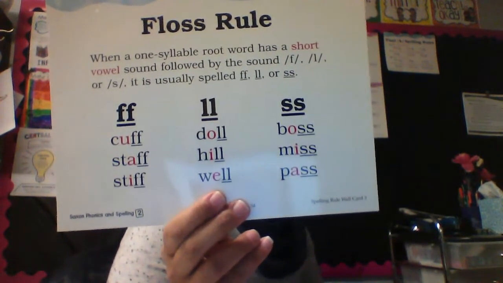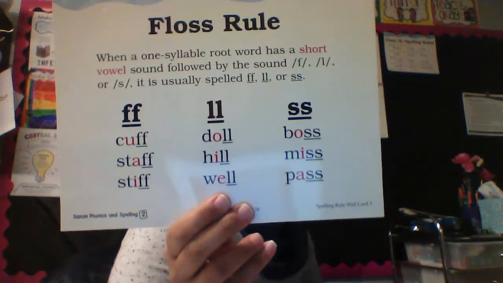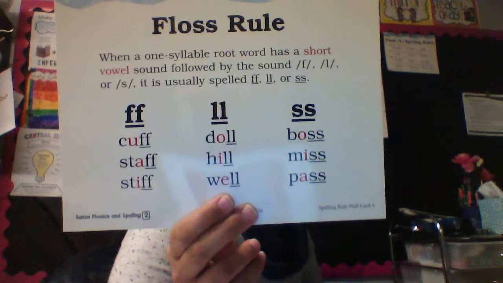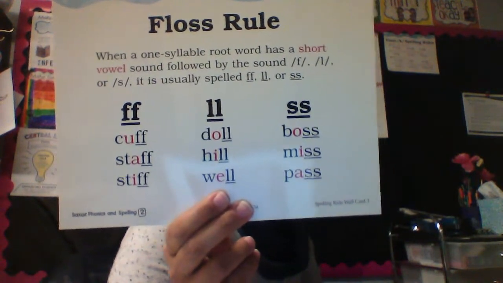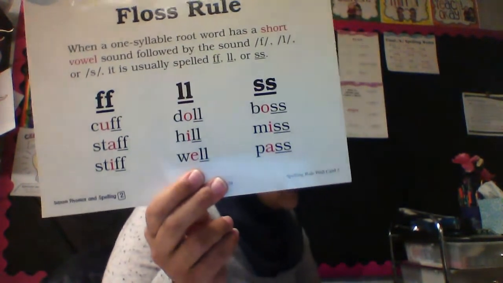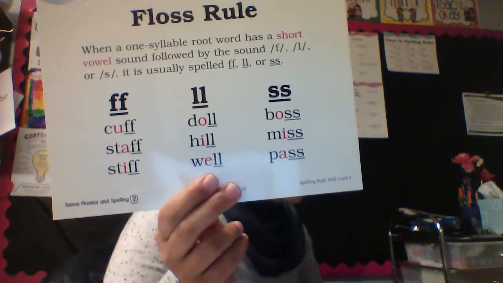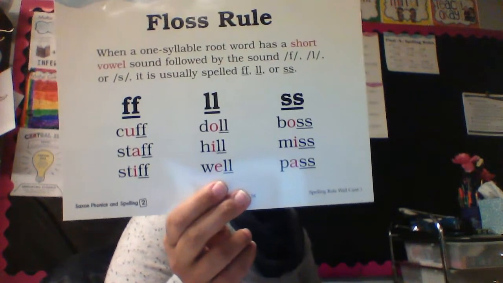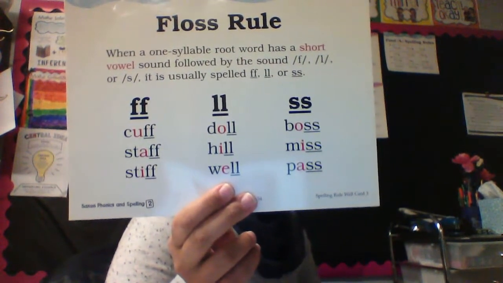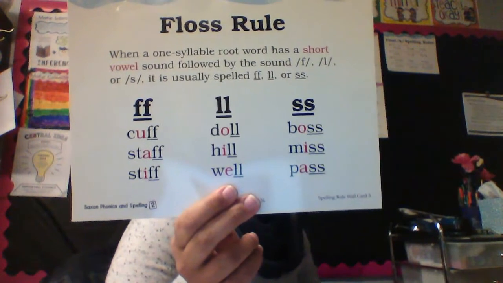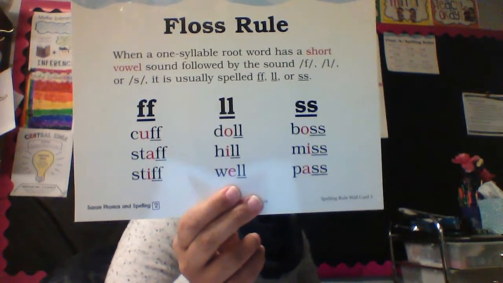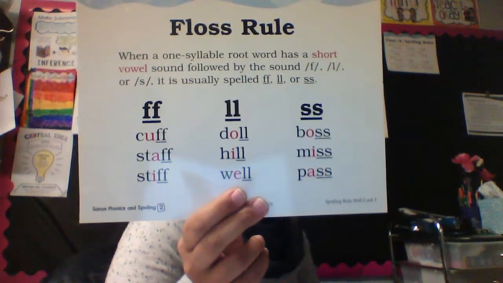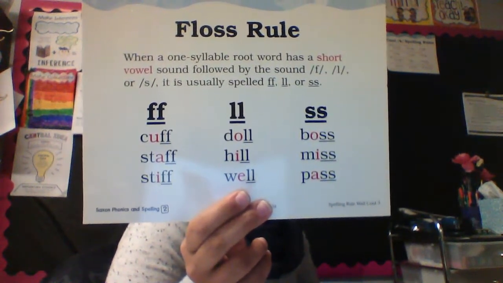There is a very special rule that we are going to learn today. Whatever you do, do not tell your older brother and sister about this rule, or they will think you are too smart. The rule we're going to learn today is called the floss rule. Who can tell me how the word floss is similar to these other words? Floss ends in SS. Very good. We're going to learn a new rule today that explains how to spell words like these.